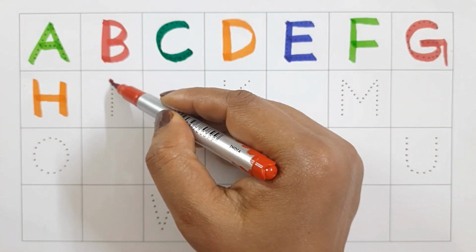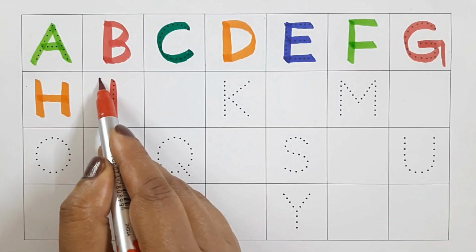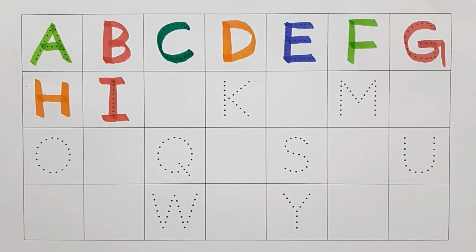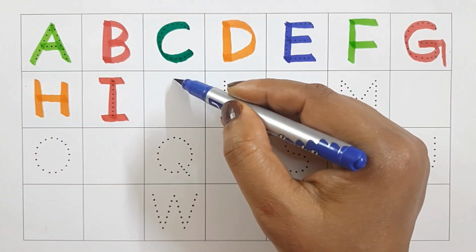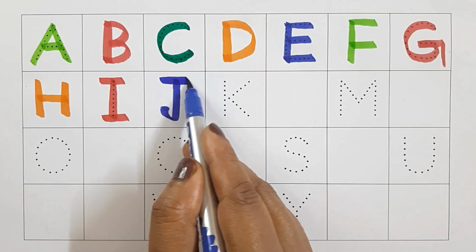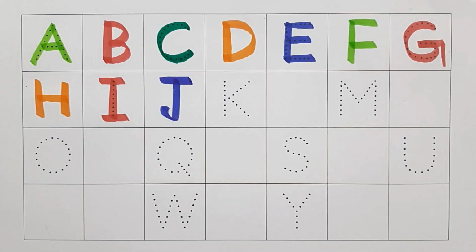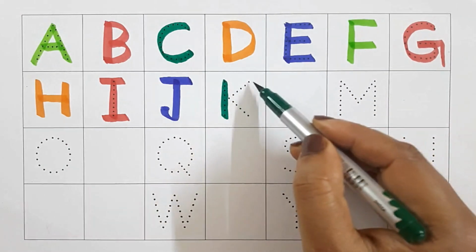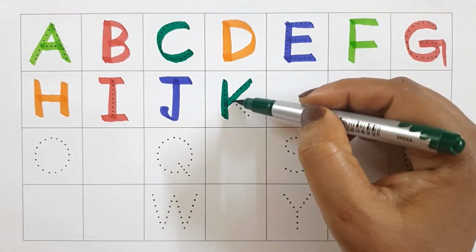Red color, I. I for import. Blue color, J. J for joker. Dark green color, K. K for king.